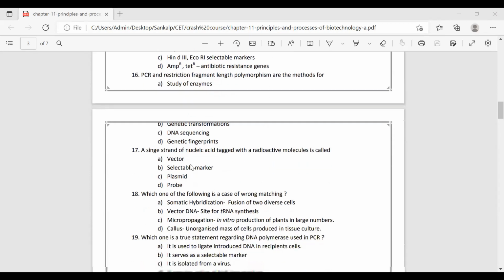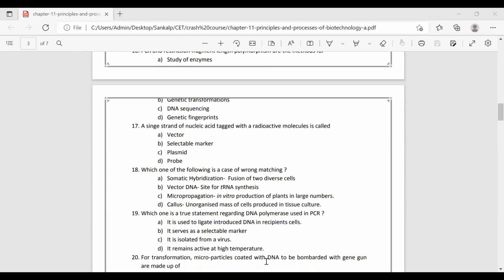17th question. A single strand of nucleic acid tagged with a radioactive molecule. This is an already repeated question, I guess. Option A, vector. Option B, selectable marker. Option C, plasmid. Option D, probe. Probe, ma'am. Good, very good. So the right answer is probe.